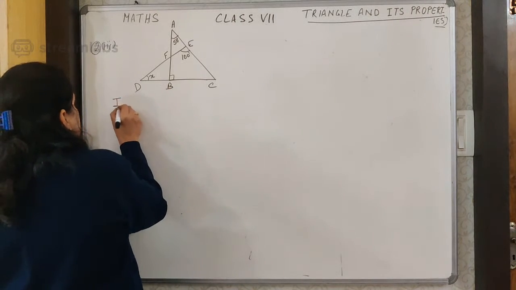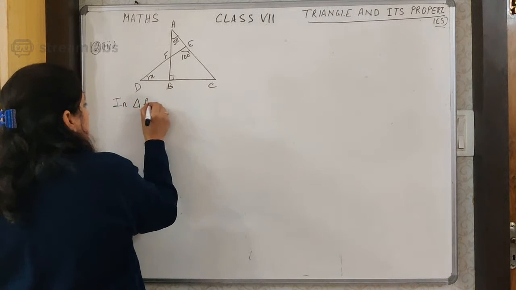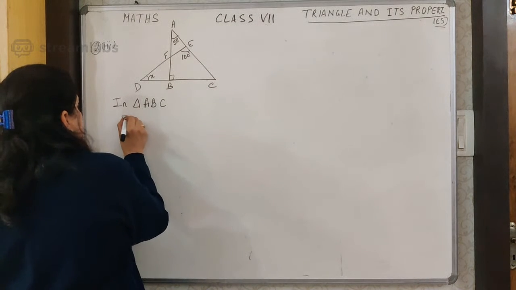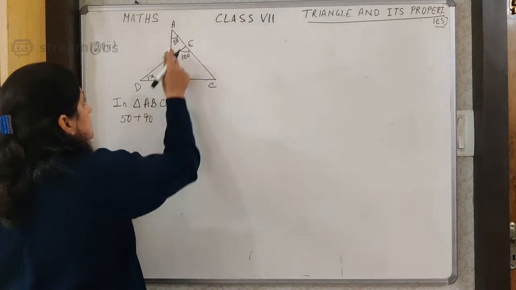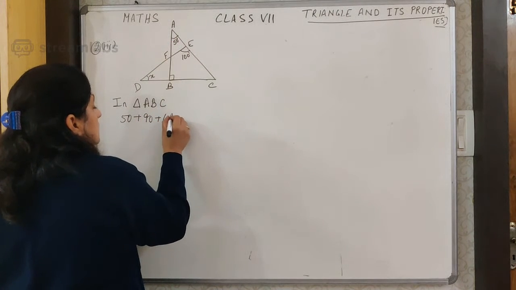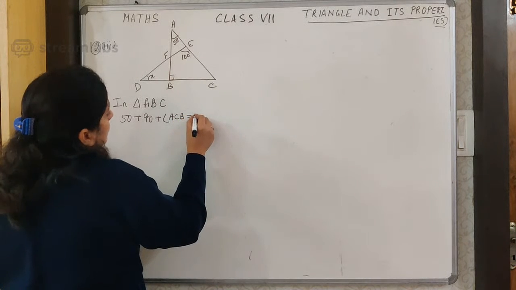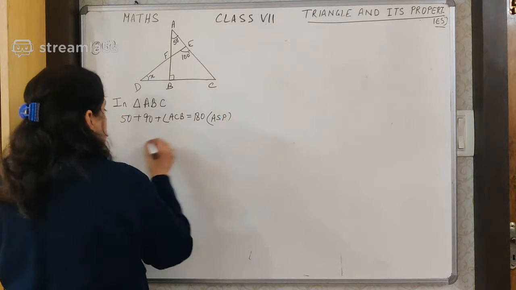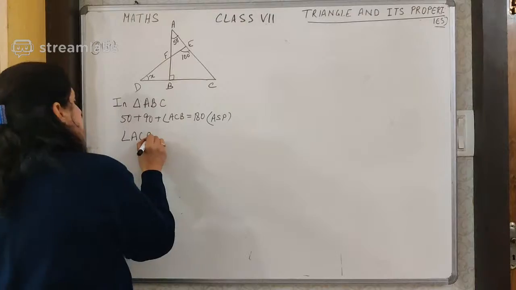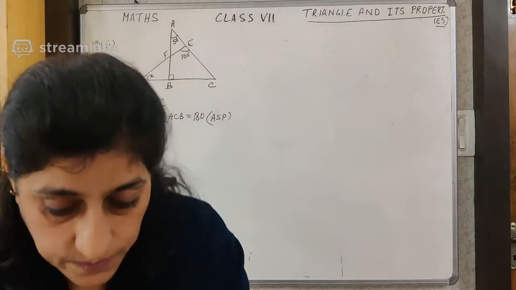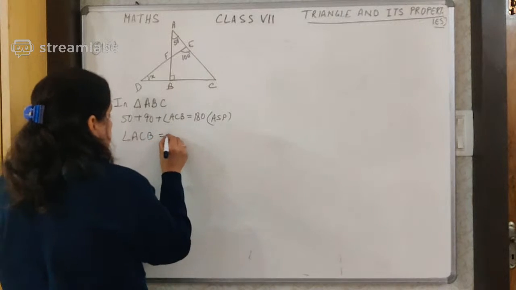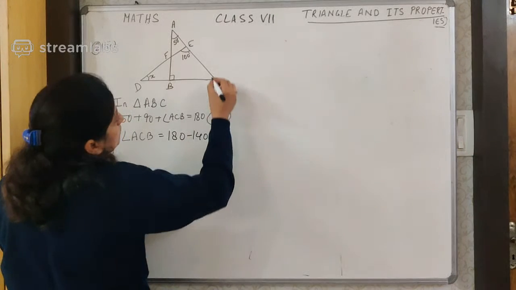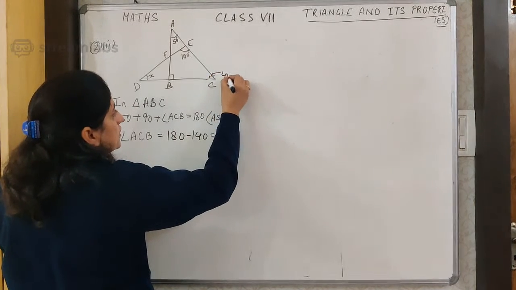So first I am taking triangle ABC. In triangle ABC, 50 plus 90, this is 50, this is 90, plus angle ACB is equal to 180 degrees. Angle sum property. Angle ACB is equal to 180 minus 140 is equal to 40 degrees. So this angle comes to 40 degrees.